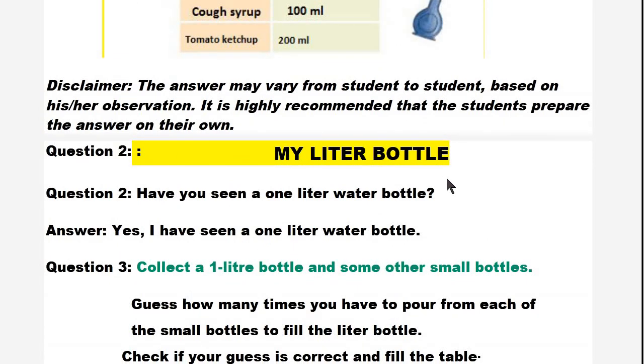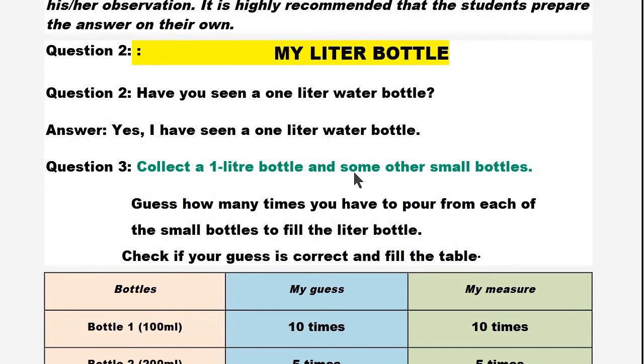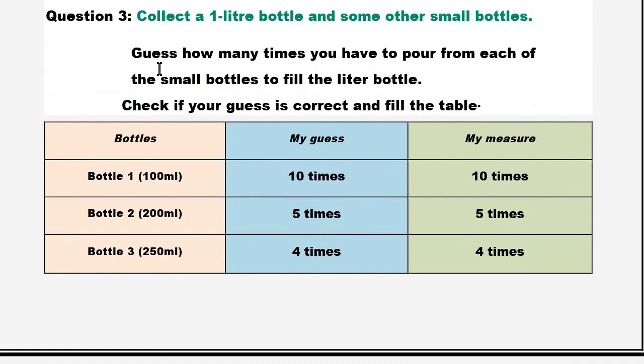Now question number 2. My liter bottle. Have you seen a 1 liter bottle? Yes, I have seen a 1 liter water bottle. Collect a 1 liter bottle and some other small bottles. Guess how many times you have to pour from each of the small bottles to fill the liter bottle. Check whether your guess is correct and fill the table. Here we have to make the bottles.